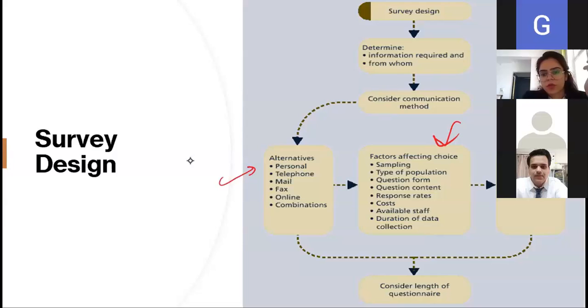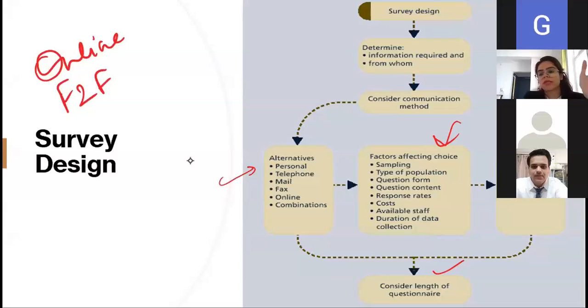So factors affecting choice: sampling, type of population, question content, response rates, cost, available staff, all these. And the selection method. And also there's one thing called length of the interview. How much time you can give for this questionnaire, because length of the interview also plays a very important role. So whether it's online or offline, which one should have a shorter length of interview? In online surveys or in face-to-face?